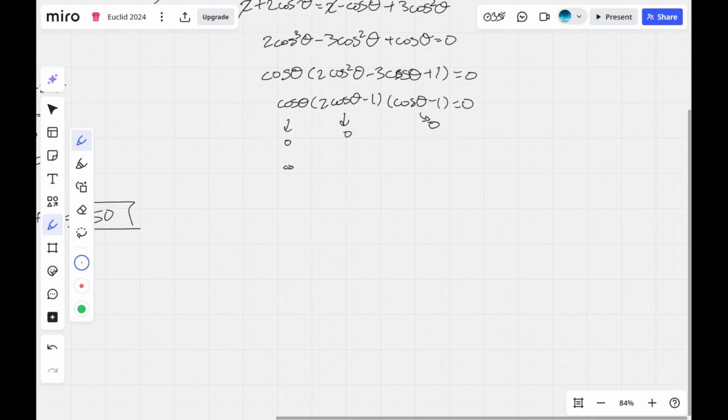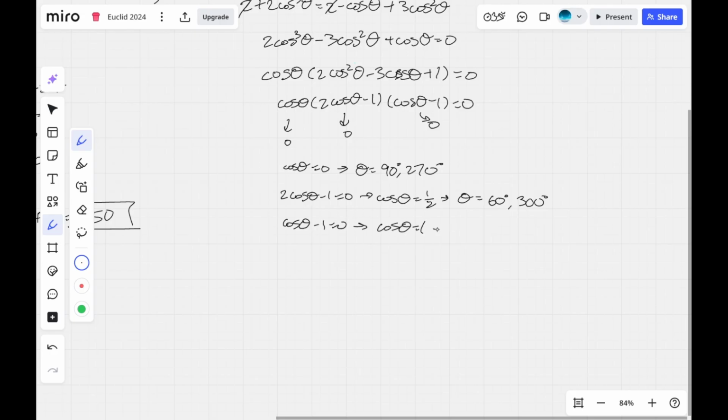So if cosine theta is equal to 0, then theta can be 90 degrees or 270 degrees. And if 2 cosine theta minus 1 is equal to 0, then cosine theta is equal to 1/2. So theta is equal to 60 degrees and 300 degrees. And finally, if cosine theta minus 1 is equal to 0, then cosine theta is equal to 1. So theta is 0 degrees and 360 degrees.